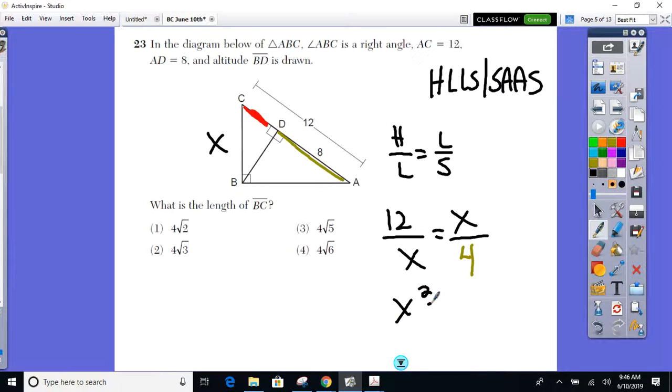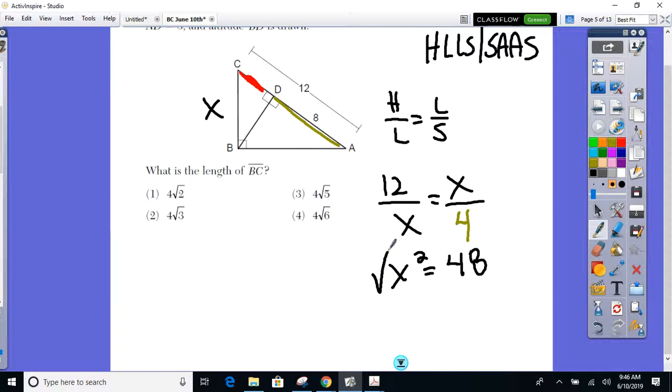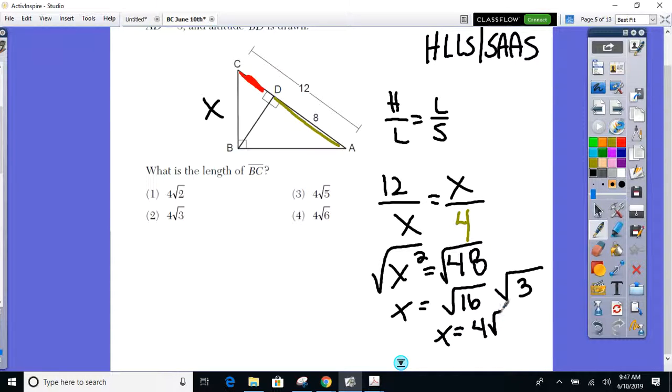X squared equals 48. Take the square root. Look what they did to you. Nasty. They left their answers in simplest radical form. Anybody know the biggest perfect square that goes into 48? It is 16 times 3. So we're looking at the square root of 16 is 4, radical 3.